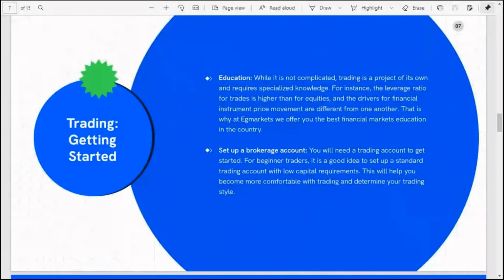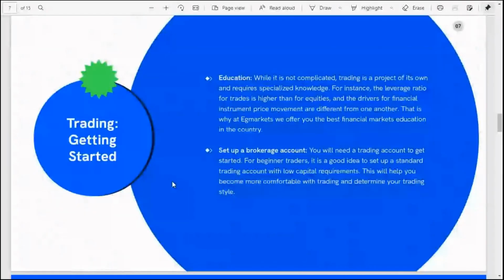For a beginner trader, it is a good idea to start with a standard trading account with low capital requirements. All our accounts are standard accounts with tight spreads. We don't charge you commissions. Swap fees are close to nothing. We require little capital. You can start trading with as low as 1,000 naira. This helps you become more comfortable trading and determining your trading style. Opening a trading account and starting with little capital helps you gain more confidence.